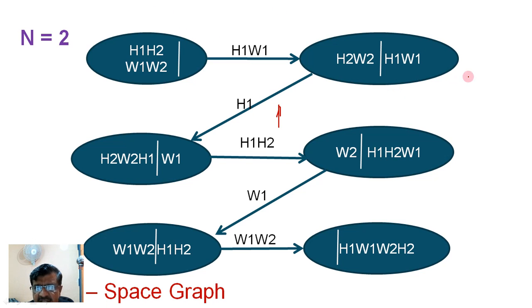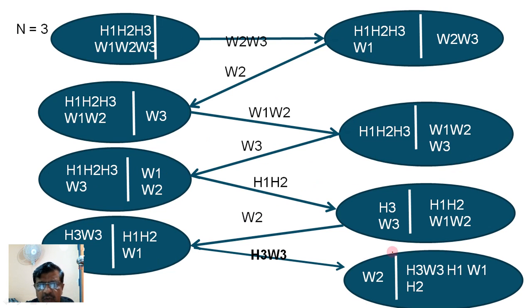This constitutes a state space graph. N equal to 3. There are 3 pairs, H1 W1, H2 W2, H3 W3. In the first succession, W2 and W3 will move, and they will go to the other shore. This vertical line shows the river. H1, H2, H3 and W1 will remain on the left shore, and to the right shore W2 and W3 will reach.